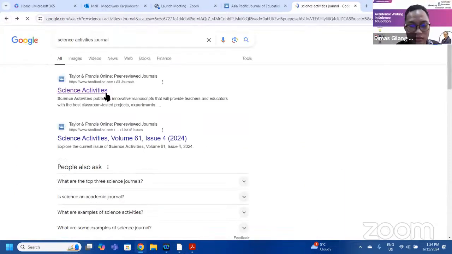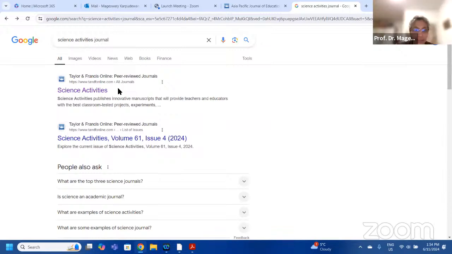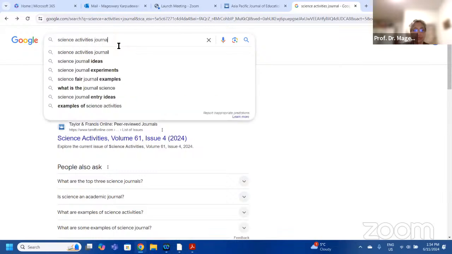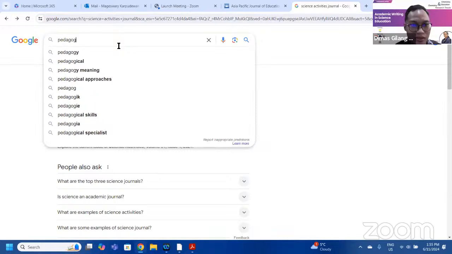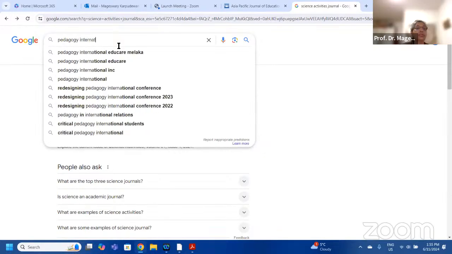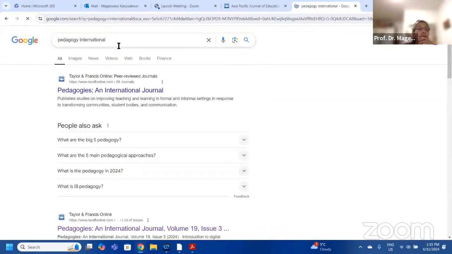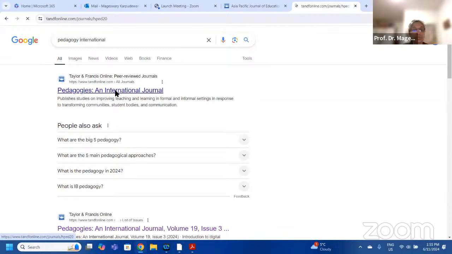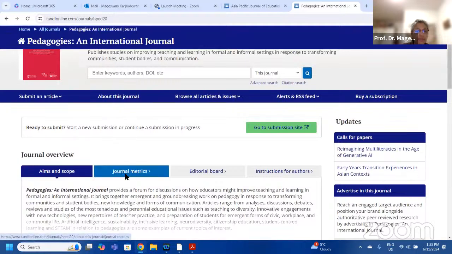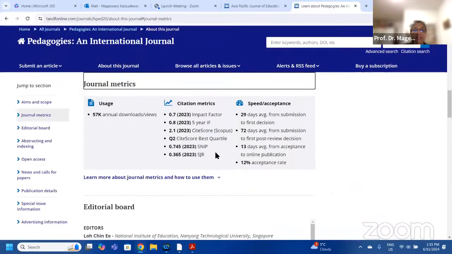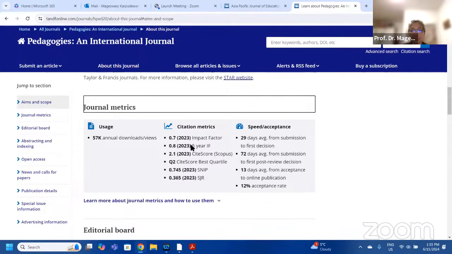You can take a screenshot or take a picture. There's another one also. Science Activities. Okay. This one is also a good journal, Pedagogies and International Journal. Let's see the impact factor. Impact factor is 0.7. It's also in Q2, Q3, Q4. This one talks about the teaching approach and all that.